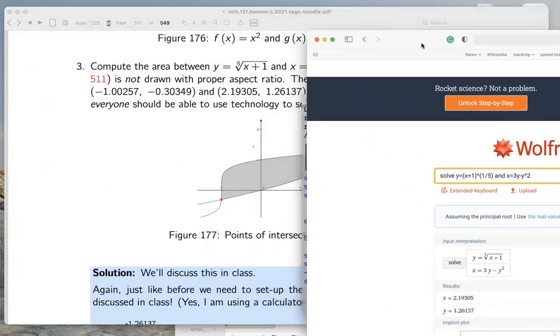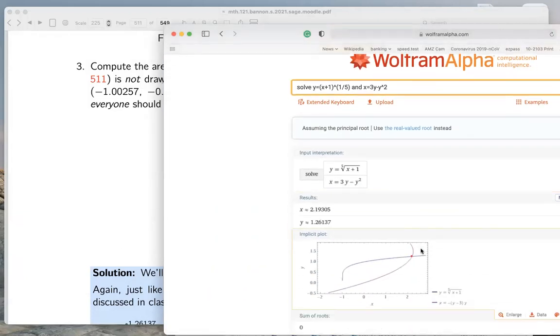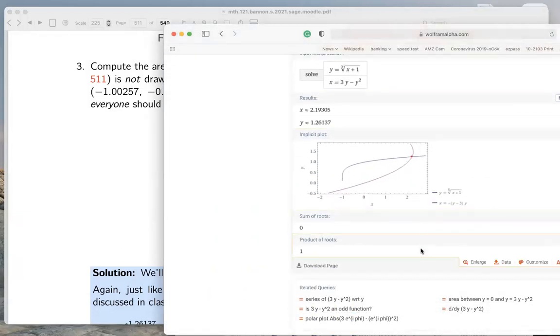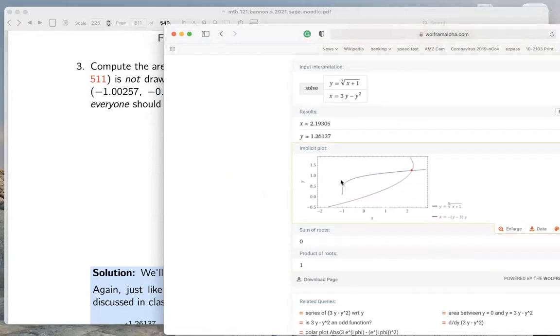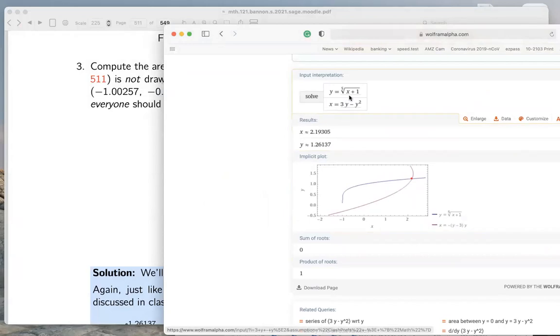Well, let me take a look. It does pretty good. It gives me the 2.19305, 126.327. Gave me that one. You know what it didn't do? It didn't do the other one. I want to point out, this is another issue. It's looking at the 5th root, and for some reason, it's not going below the 0. But you get the idea.